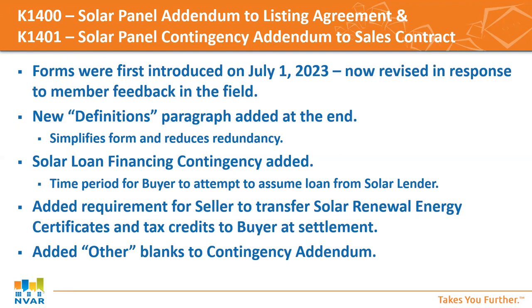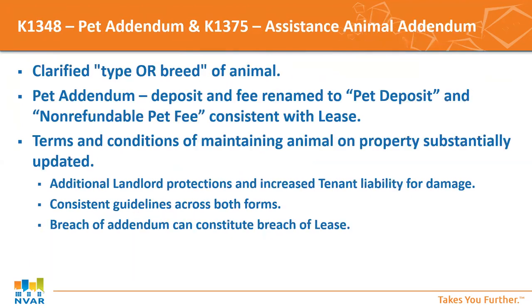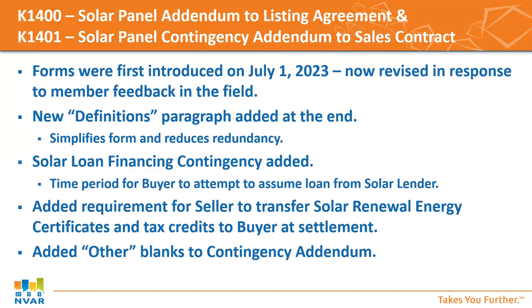We've added a requirement for seller to transfer any credits or tax credits that they may have or energy certificates to the buyer at settlement, and since they will no longer need them or be benefiting from them, they need to transfer that to the buyer. And we've added an other section since there can be so many things that arise when it comes to solar panels. Okay, another thing, actually, because solar panels are a little bit confusing, do you have any questions from Zoom or with regards to any other forms before I proceed?